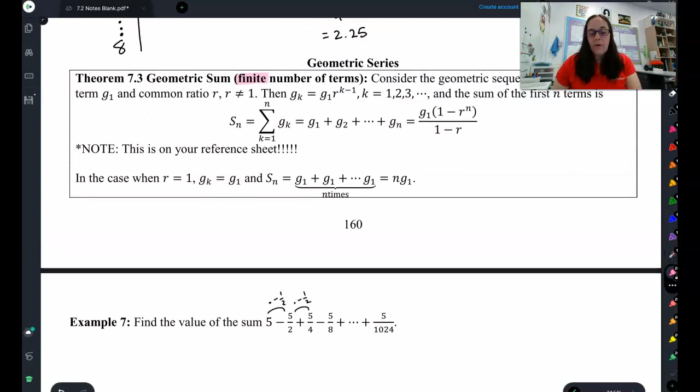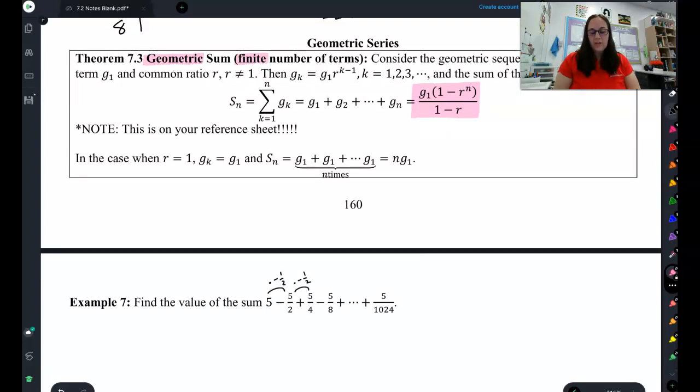Now, anytime you have a finite geometric series, this is the formula you use to find its sum, to add them all together. Now, this equation is on your reference sheet. You don't need to memorize it. You just need to remember what it's for, that it is for finite geometric sums. So let's try this equation. I'm going to copy it down on the next page.